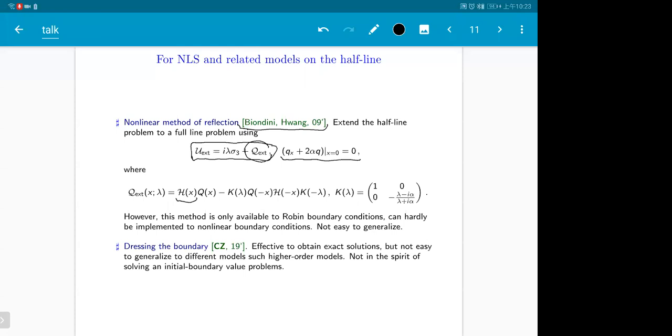However, this method can hardly be implemented for other nonlinear boundary conditions, and it is not easy to generalize this method of reflection. Recently, there is a method called dressing the boundary, developed by myself. It is an effective method to obtain exact solutions. However, it is not easy to generalize this method either.